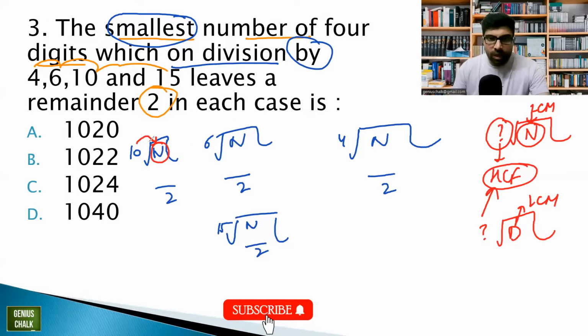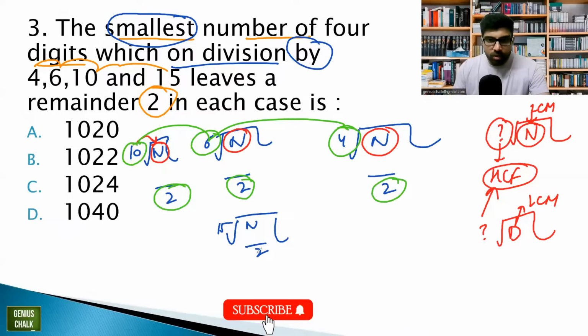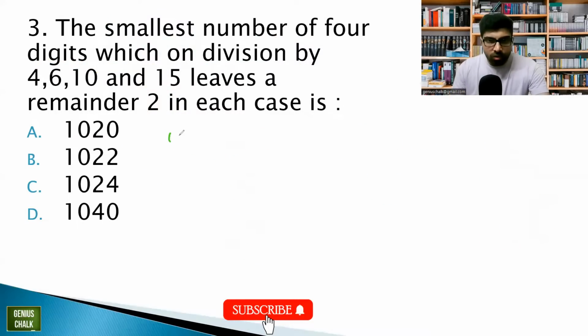So in this case, you can clearly see that we need this n, and this n must be a multiple of 10, 6, 4, right? And it should leave the remainder 2 as well, right? So what is the answer to this question? How do we calculate? We'll just find the LCM of all of these, and afterwards we'll add the remainder 2. It's a single remainder, so let's find the LCM first.